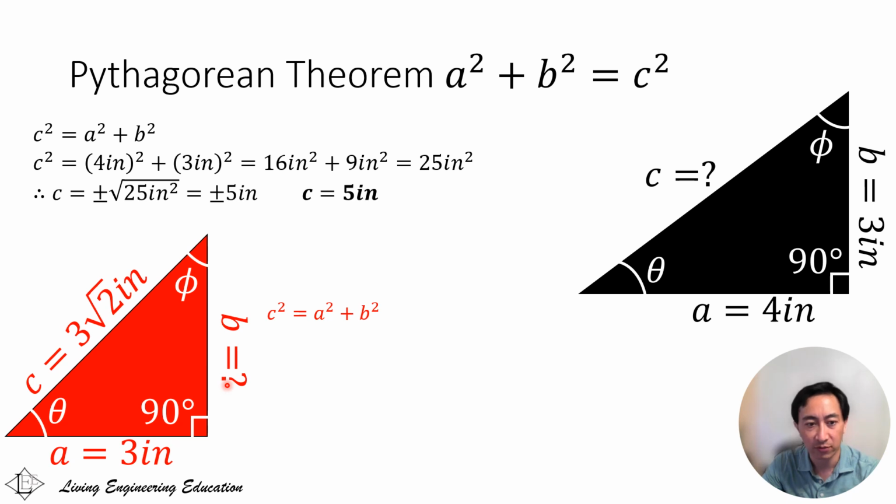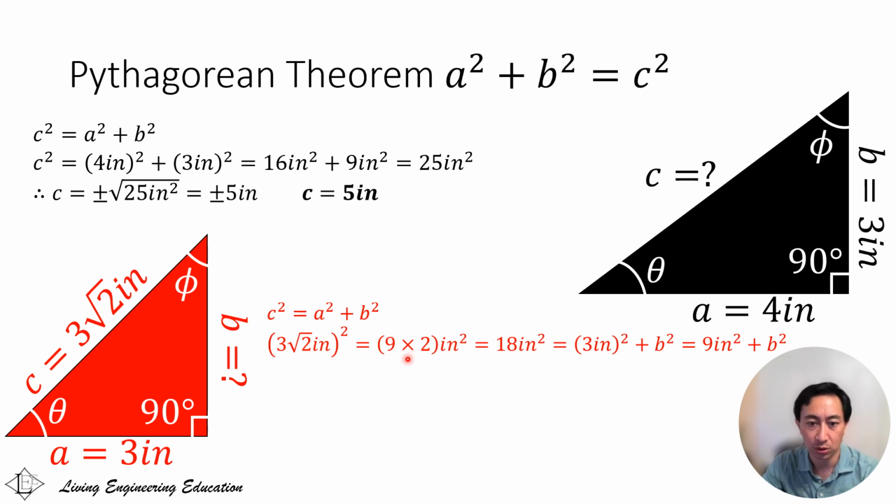Okay, so let's solve this together. Hopefully you had a chance to solve it on your own. So c squared is 3 times square root 2 inches, quantity squared. So I can separate the two, right? 3 squared is 9. Square root 2 squared is just 2. So 9 times 2 is 18. So 18 inches squared is my c squared term.